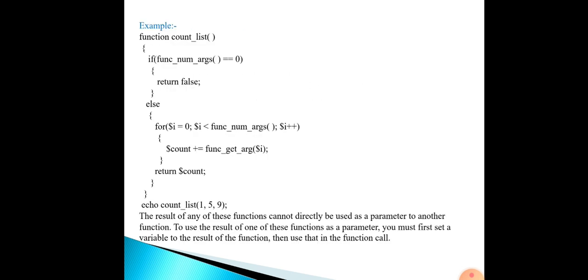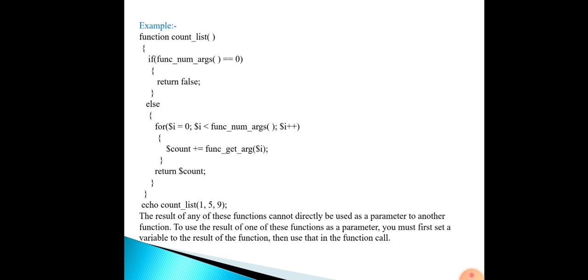Now we see an example. Suppose we define a function count_list. In that, if func_num_args() is equal to 0, it returns false. Else, for $i equal to 0, $i less than func_num_args(), and $i++, $count plus func_get_arg($i), return $count. And echo count_list(1, 5, 9).